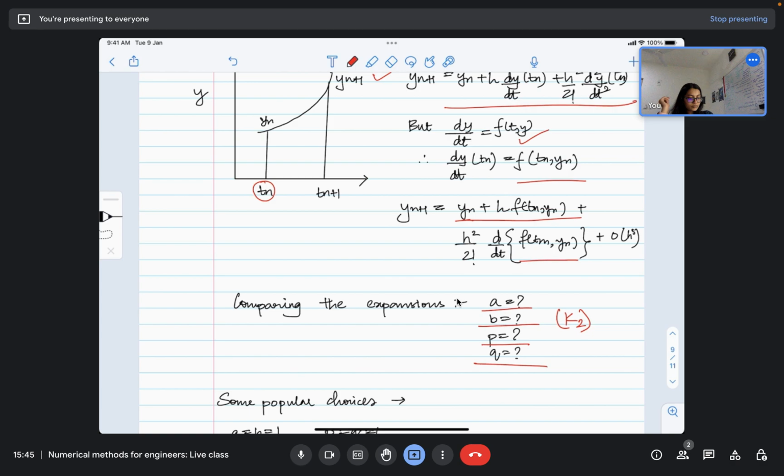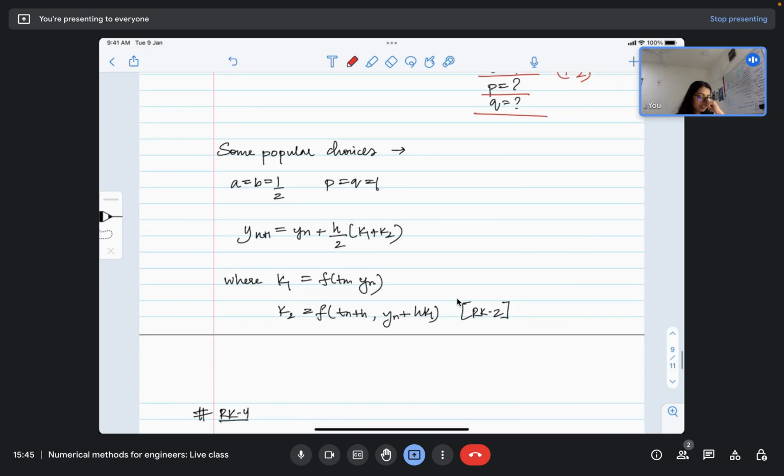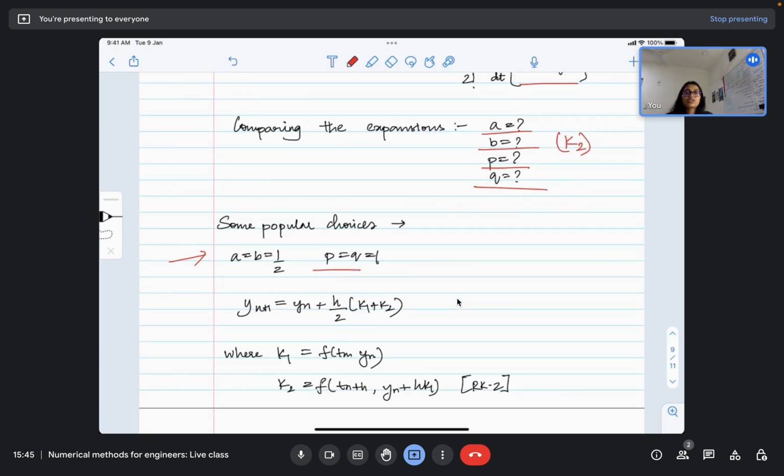Now there are some popular choices from the derivation. Some mathematicians have done the derivation and they have reported a few popular choices of the values of A, B, P and Q, and we'll take an example of that. So one of the popular choices that is used is where they've done the derivation and they've seen that the value of A and B can be half and the value of P and Q can be 1. Okay, so you don't have to understand from where these values are coming, but there is an intense derivation which helps us to come down to these values. So you will be learning about it most probably at your postgraduate level or so.